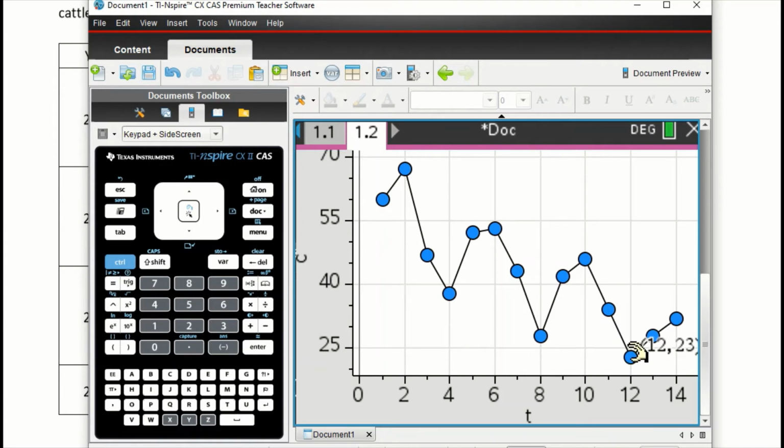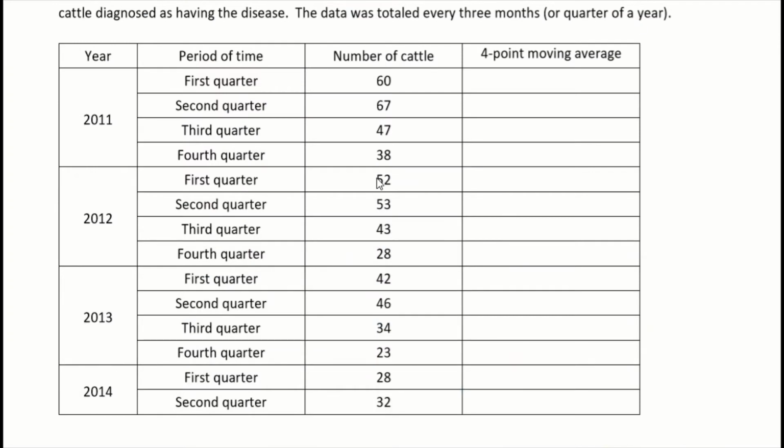So that's why this data gives you a 4-point pattern as well. So that's why it's a 4-point cycle. So this is why we are doing a 4-point moving average. Okay, so I hope that you can get the idea. So from here, let's go back to the question.